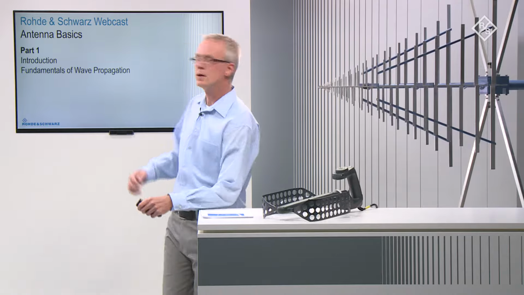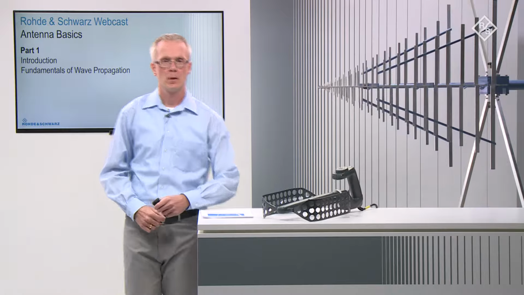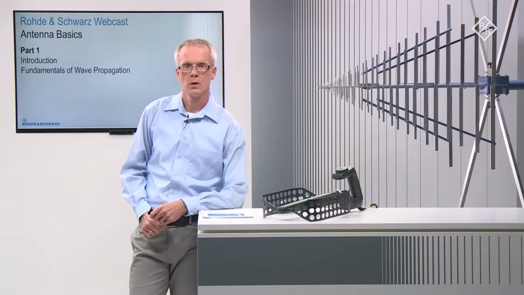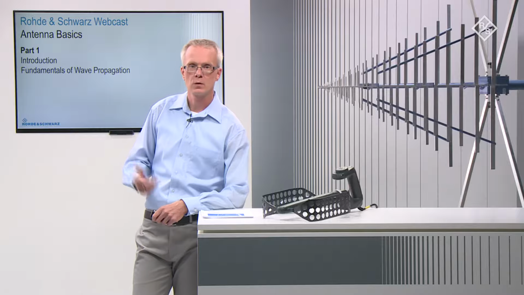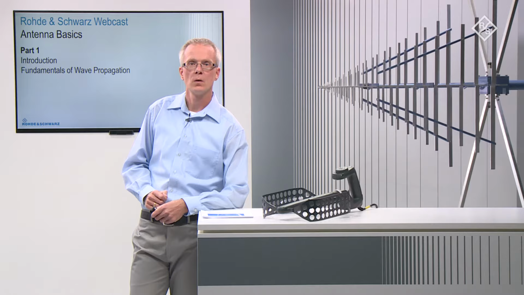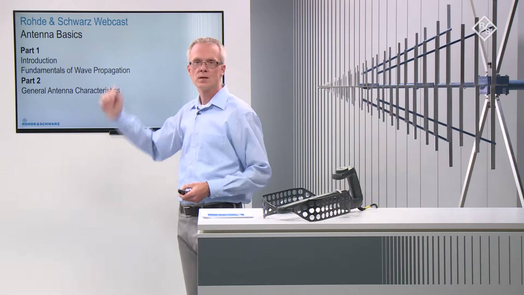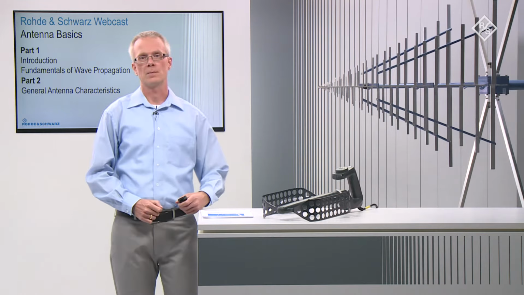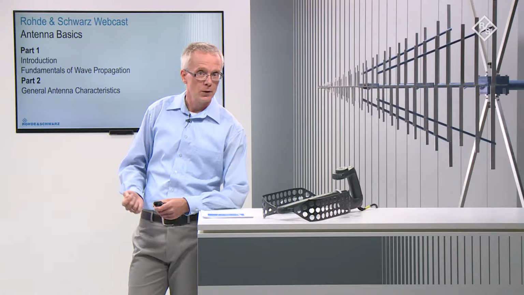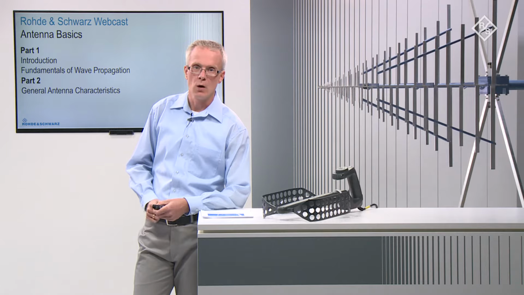The first part starts with a short introduction and then explains the fundamentals of wave propagation. A few keywords here are Maxwell's equations, plane waves, free space conditions, or the importance of antenna polarization. In the second part, the general characteristics of an antenna are explained. These are, among others, the antenna gain, the radiation pattern, VSWR, or the antenna factor.